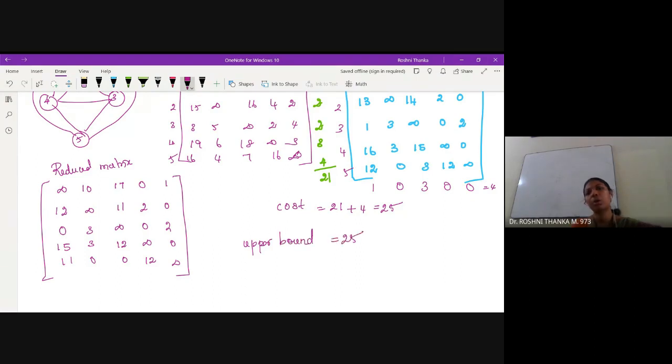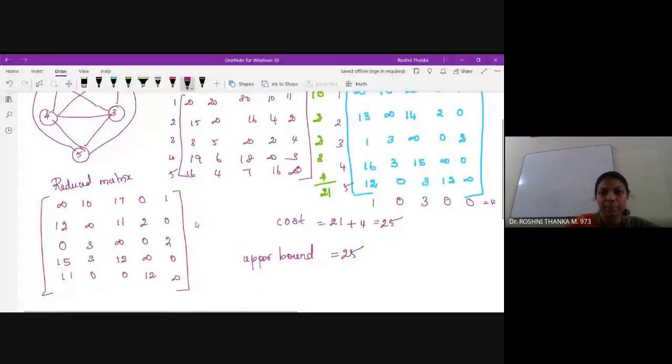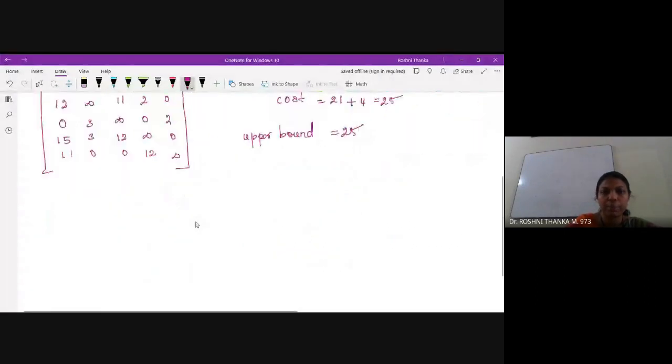So now to solve this traveling salesman problem using branch and bound, we got the upper bound. The cost is taken as the upper bound, so that is 25. So initially our upper bound value is 25. Now what we are going to do next is solve using a state space tree. As in backtracking, in branch and bound also we are going to do it by state space tree. So let's start. Now we know the upper bound.